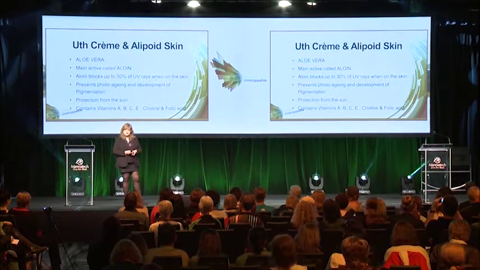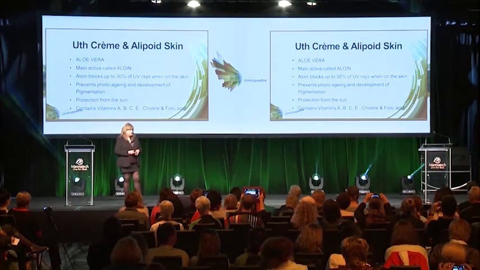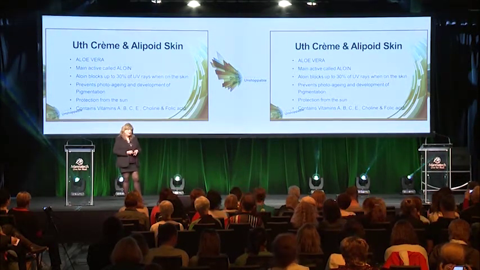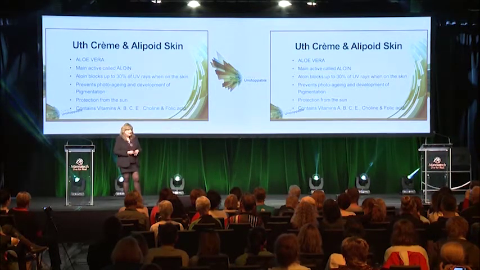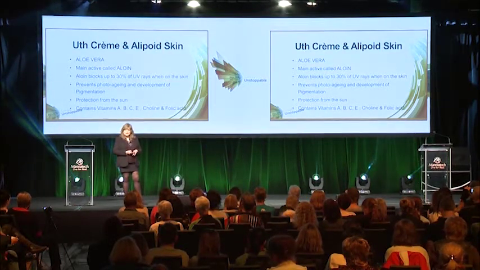Okay, how does the youth cream support the alipoid skin? There are a number of active ingredients in the youth cream that actually assist in the alipoid skin, so why would you not use it? Aloe vera is one of the main ingredients in the youth cream, and it has an active ingredient called aloin. It has a number of vitamins, such as vitamin A, which is anti-aging, vitamin B, which is responsible for healthy hair, skin, and nails, vitamin C, which is an antioxidant, choline and folic acid, which are important in the formation of collagen in your skin.